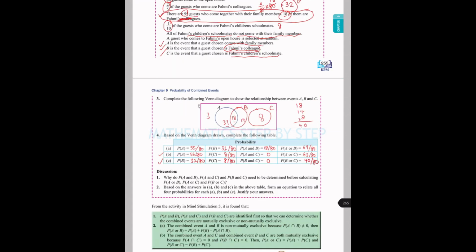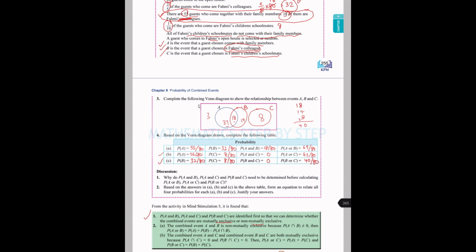So from the activity in mind stimulation 5, it is found that number 1, probability of getting A and B, probability of getting A and C, and probability of getting B and C are identified first so that we can determine whether the combined events are mutually exclusive or non-mutually exclusive, okay?